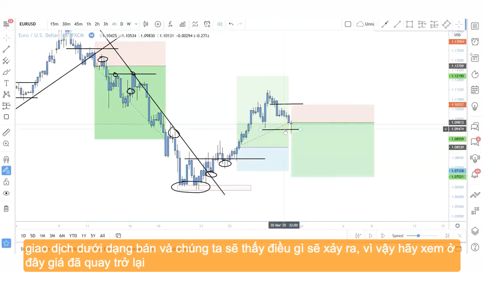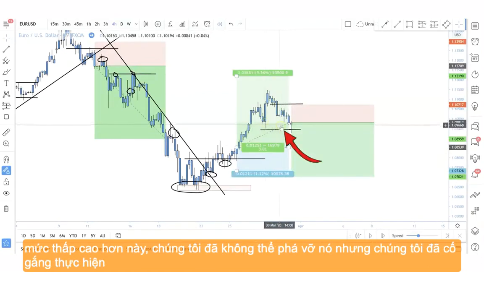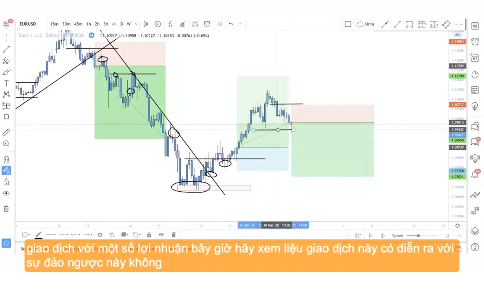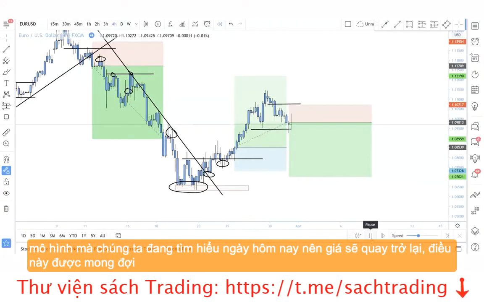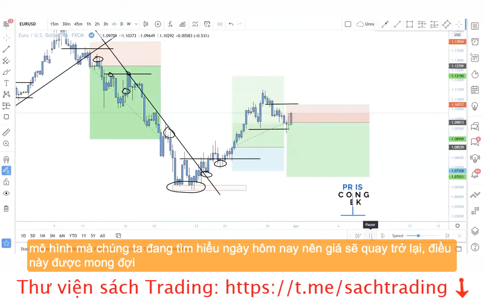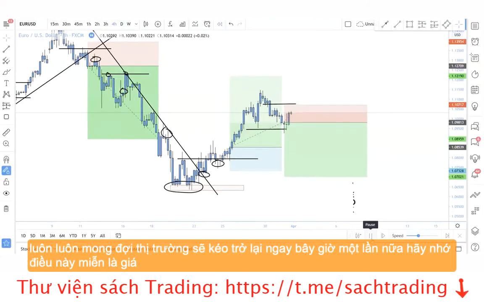So look here, price came back to this higher low. We weren't able to break it, but we managed to take our second trade with some profits. Now, let's see if this trade plays out with this reversal pattern that we're learning today. So price is coming back. This is expected. Always expect the market to pull back.